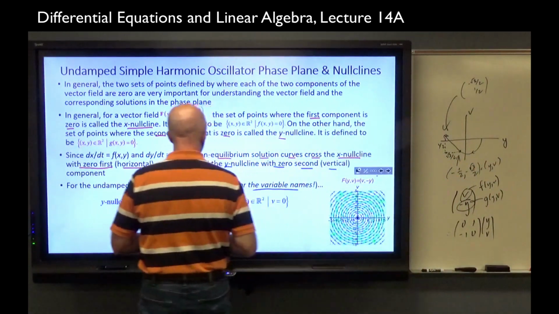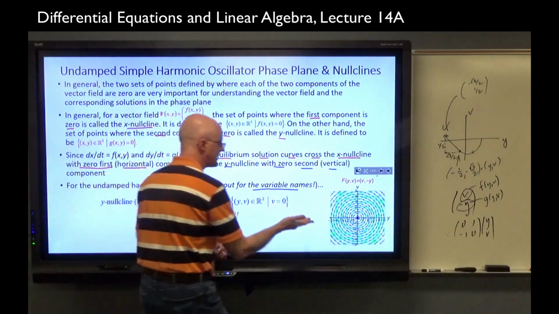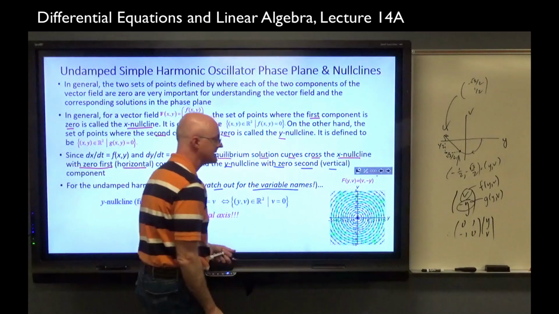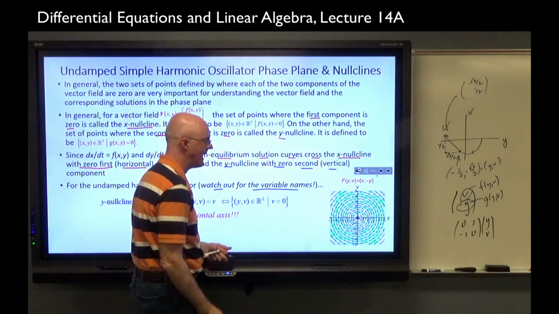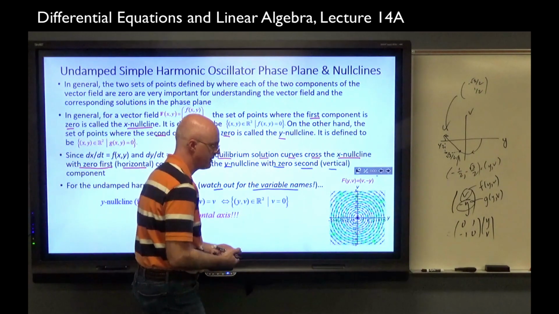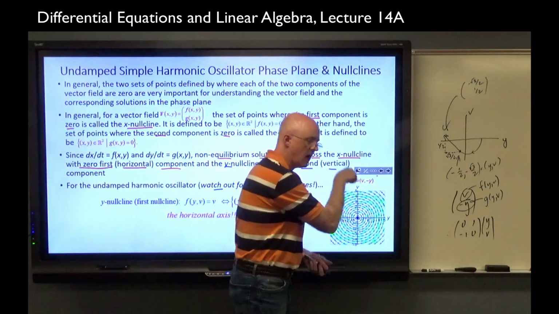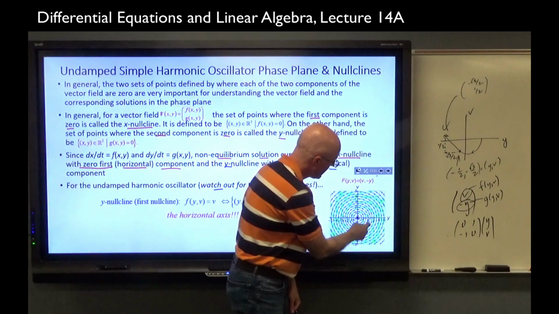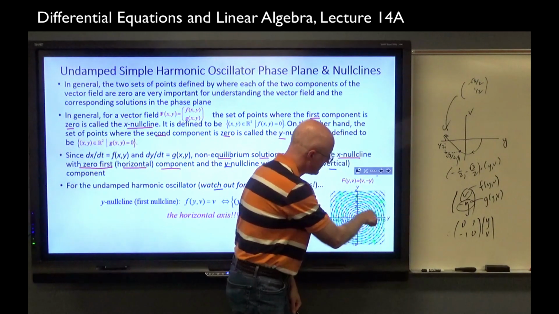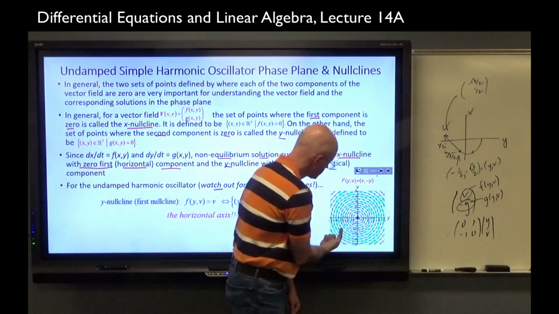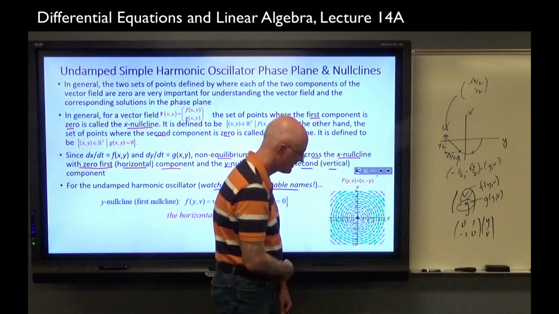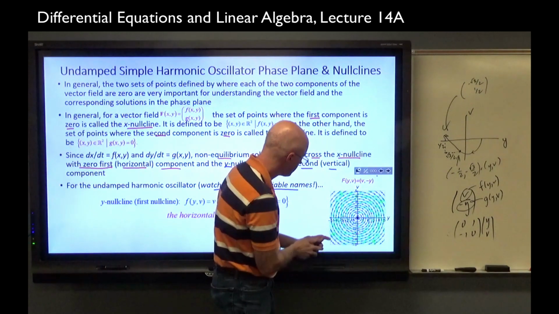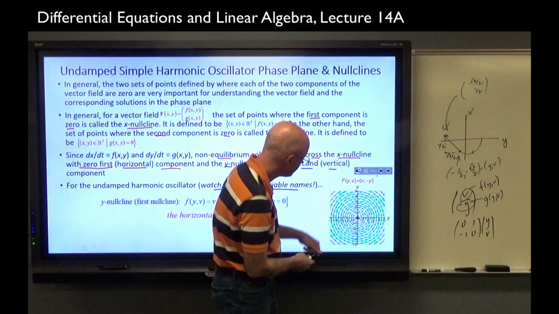f equals 0 means v equals 0. In this picture, that's the horizontal axis. That's where v equals 0. That's the y nullcline, which is the first component nullcline here. Solution curves are crossing it vertically. Any green arrow based on the y-axis either points straight downward, like the ones over here, or straight upwards, like the ones over here. Like this one, for example, right there, that goes up like that.